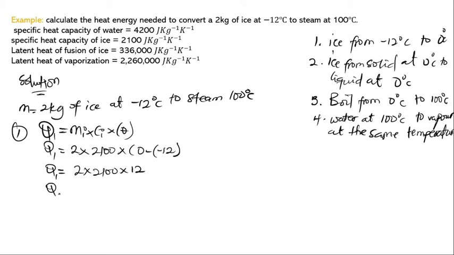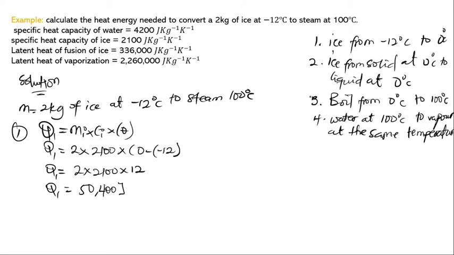So the heat energy needed to convert the ice from negative 12 degrees Celsius to 0 degrees Celsius is the product of 2 multiplied by 2100 by 12, and that will give us a total heat energy of 50,400 joules. So this is for the first aspect of the calculation.